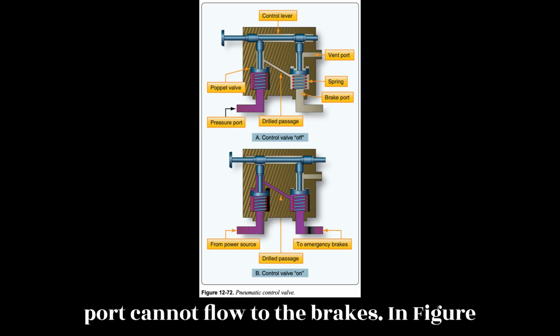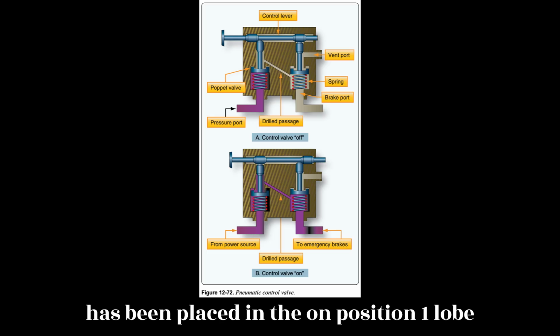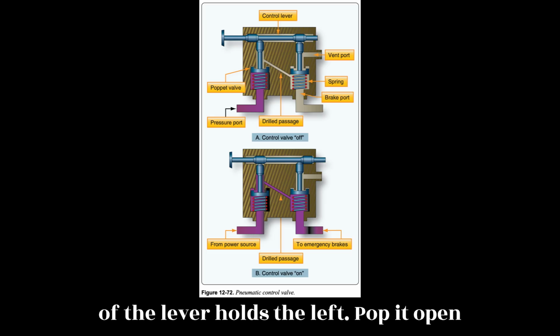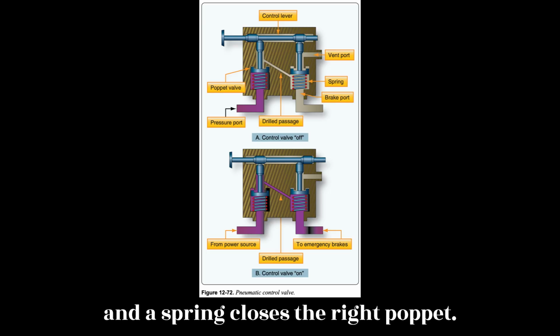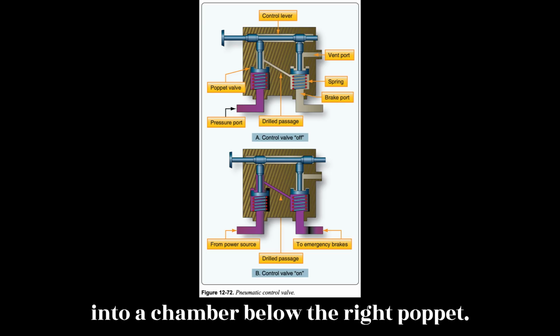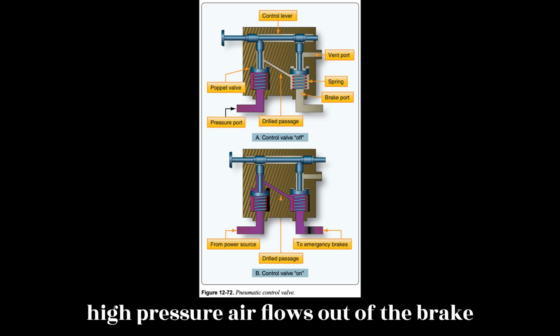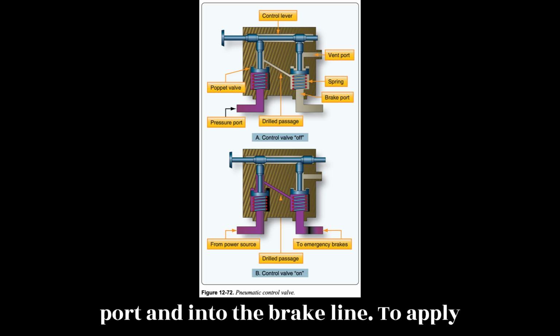In Figure 12.72b, the control valve has been placed in the on position. One lobe of the lever holds the left poppet open, and a spring closes the right poppet. Compressed air now flows around the open left poppet, through a drilled passage, and into a chamber below the right poppet. Since the right poppet is closed, the high-pressure air flows out of the brake port and into the brake line to apply the brakes.